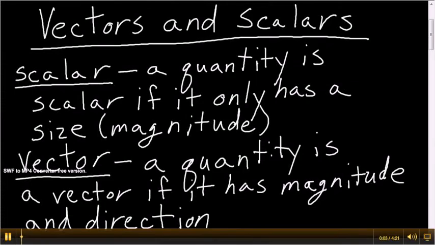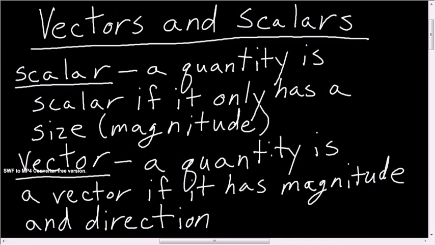Okay, this video is about vector and scalar quantities and how they apply to our physics course. So, if a quantity is scalar, it is only size, it only has a magnitude. And if it's a vector, it has a magnitude and a direction. So what does that mean?